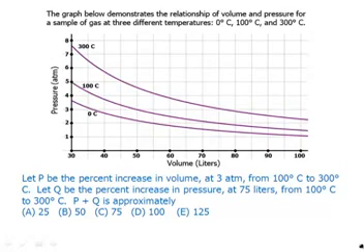And this is showing an interaction between volume and pressure and temperature. Very interesting. So now, let P be the percent increase in volume at 3 ATM from 100 to 300 degrees Celsius. So we're going to stay on this horizontal line, 3 ATM, 3 atmospheres. At 100, we're here at 50. At 300, we're right around here. We're a little above 75.